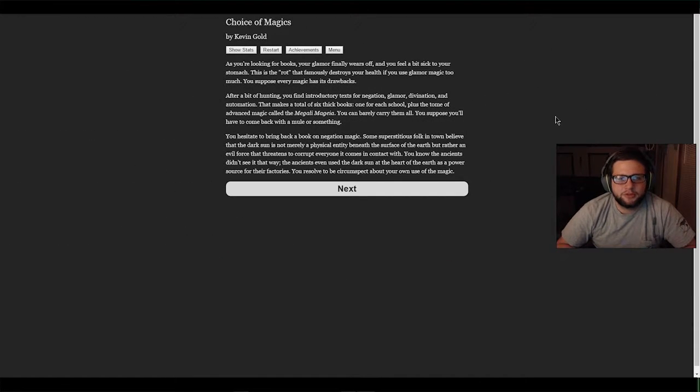As you're looking for books, your glamour finally wears off and you feel a bit sick to your stomach. This is the rot that famously destroys your health if you use glamour magic too much. You suppose every magic has its drawbacks. After a bit of hunting, you find introductory texts for negation, glamour, divination, and automation. That makes a total of 6 thick books, one for each school, plus the tome of advanced magic called Megali Magia. You can barely carry them all. You suppose you'll have to come back with a mule or something.